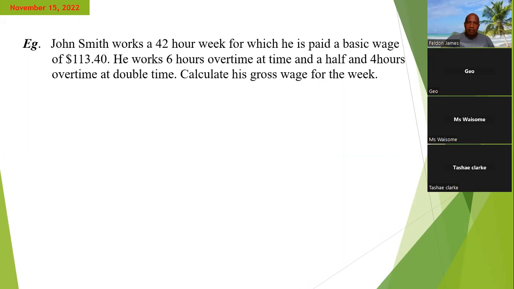First thing I did, sir, I divided 42 into 113. I'm not quite sure I remember what I got because I'm still on the road. And then after I did that, with the answer I got, I divided it, took half of it, and added the half to the first answer for the time and a half. And then after that, I multiplied it by 6.